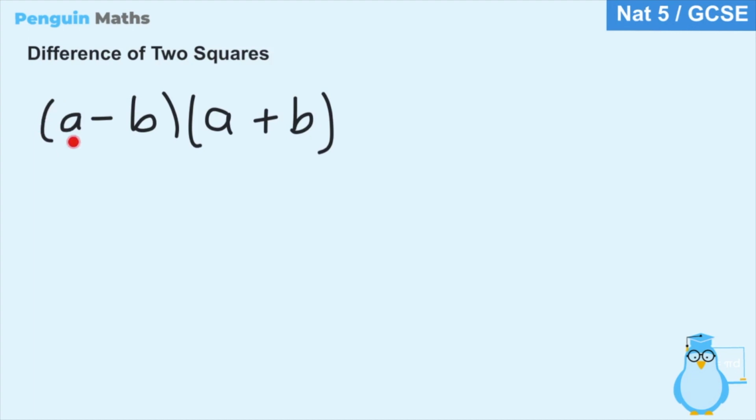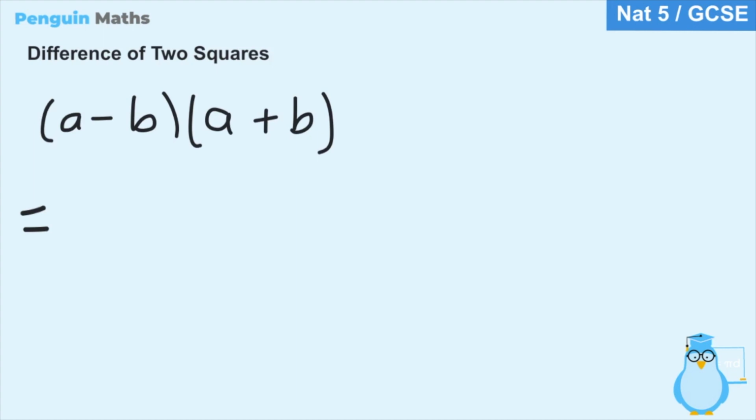And in one bracket we have a minus b, and in the other bracket we have a plus b, and I'll show you in a moment why we want it in this form. But basically when we have an expression without brackets and we can do the difference of two squares factorising, this is the form that we want it in. And to prove that, I'm just going to multiply these brackets out by using FOIL.